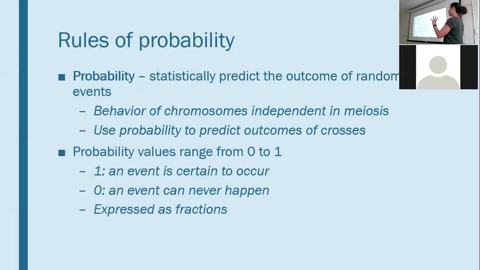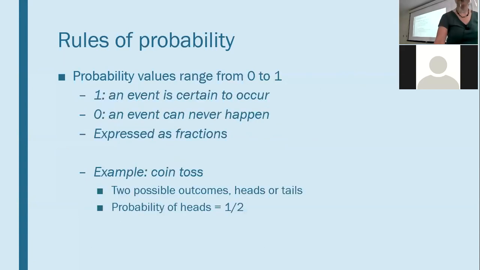Probability values range from 0 to 1. You can think about it like percents, right? You have a 0% chance of something happening or a 100% chance. So a probability of 1 means an event is certain, like a 100% chance. A probability of 0 means you have 0% chance that an event could ever happen. And we can express these as fractions, which is nice because it's going to look like the Mendelian ratios we were just looking at. So we can line one up to the other.